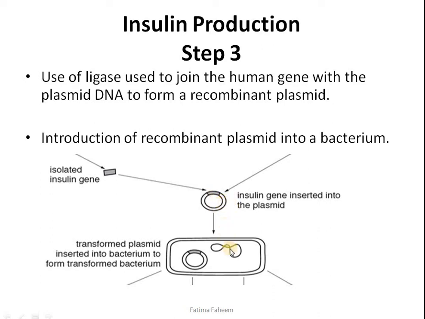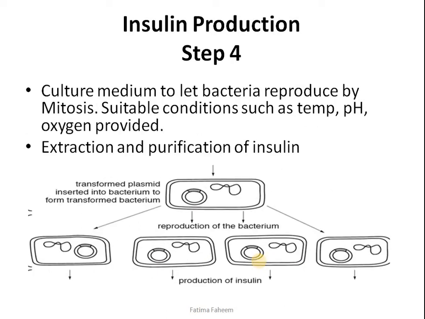This will be introduced to the bacterium again. The bacterium which is produced as a result is known as a transgenic organism. This is any organism which carries a foreign gene. In step 4, we will make sure that we provide suitable culture medium, temperature, pH and oxygen to the bacterium which we have produced, that transgenic organism.